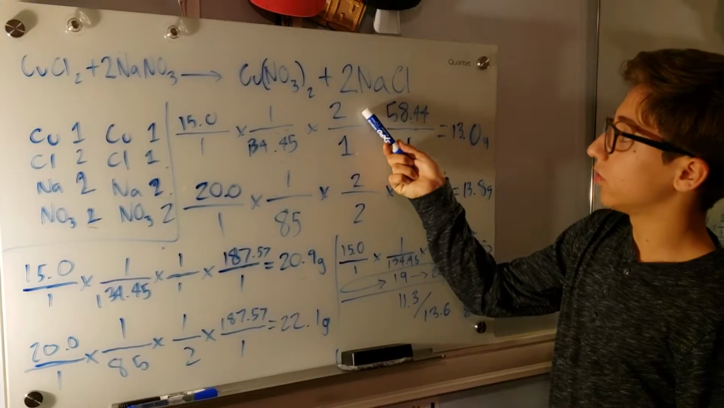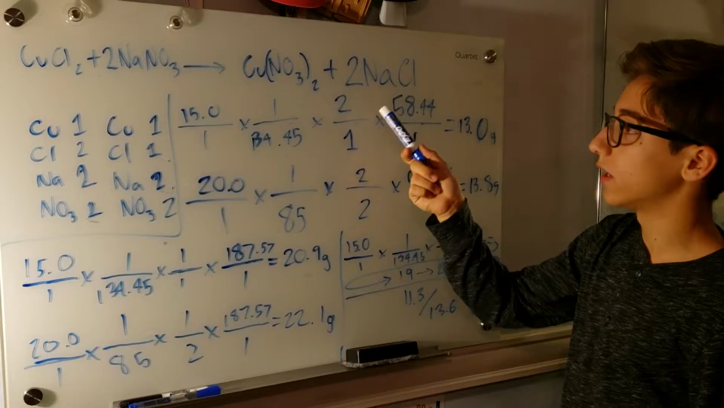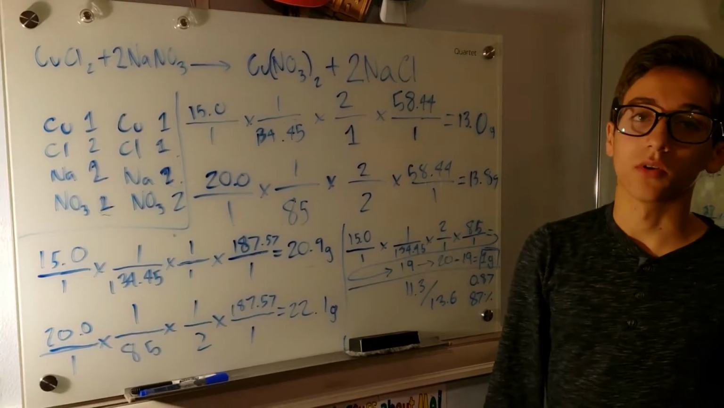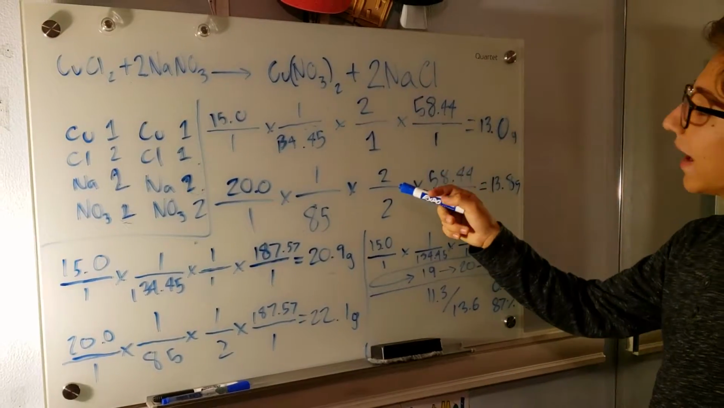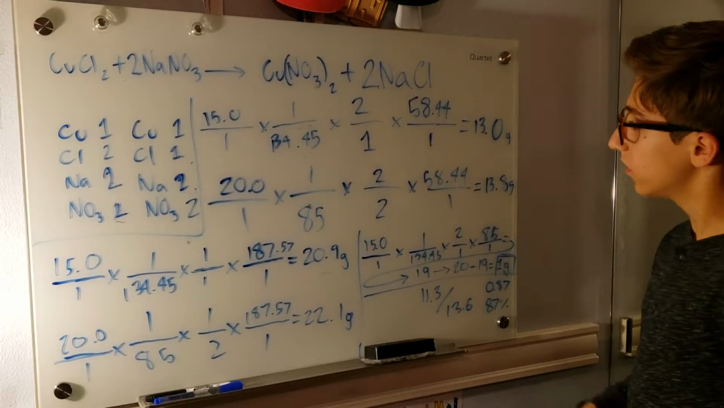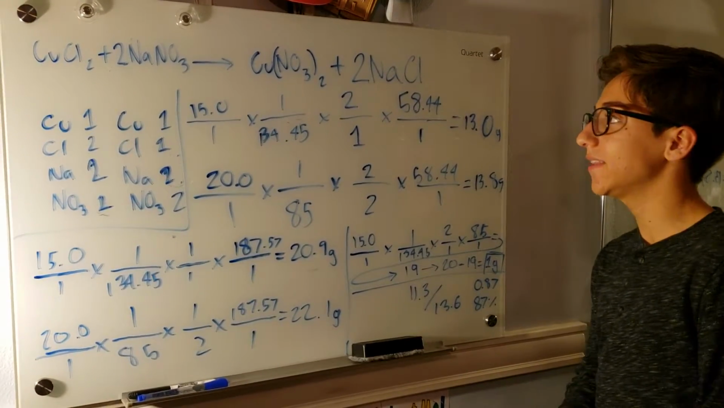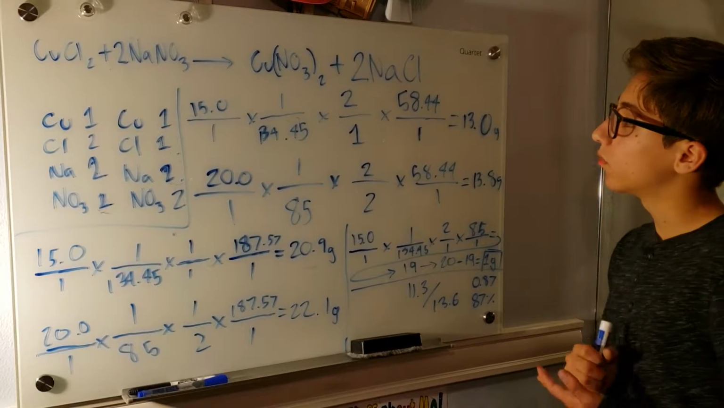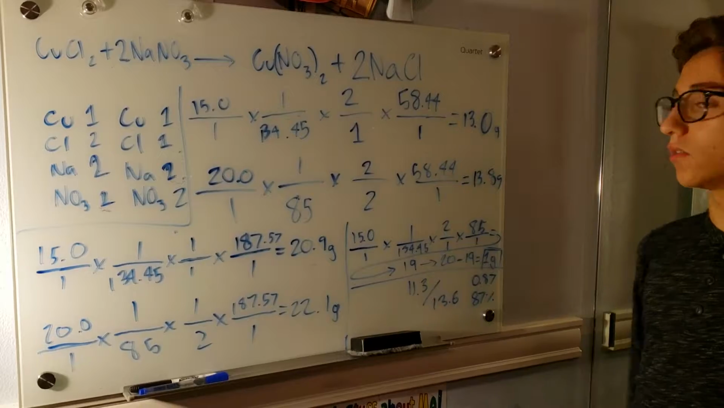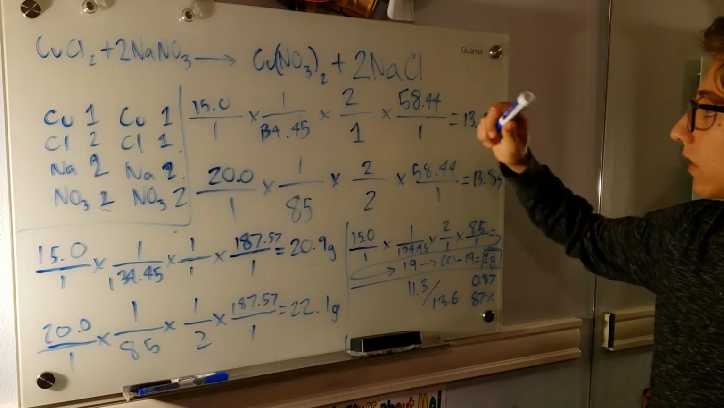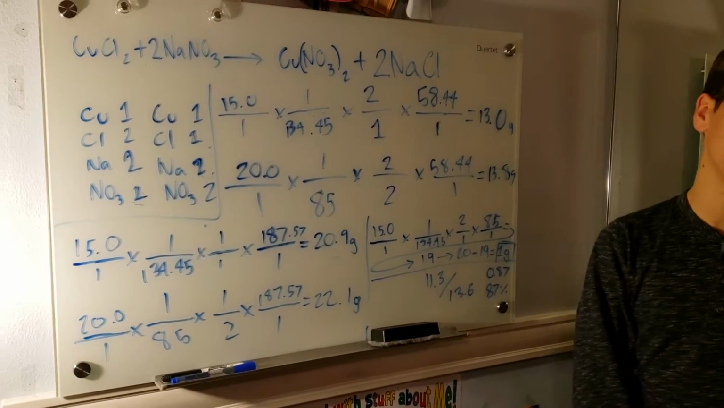So for every 2 moles of sodium chloride, there is 1 mole of copper chloride. So it's 2 to 1, you know what I'm saying? And then in the end we multiply this by the molar mass of sodium chloride, so we have Na and Cl, and that's pretty self-explanatory. You add the atomic mass of sodium and chlorine, and we get 58.44.